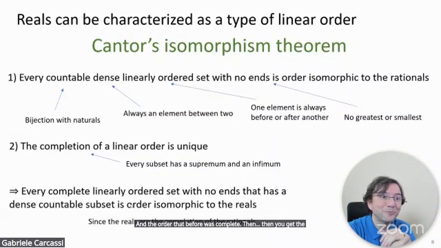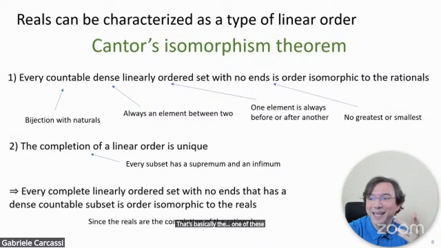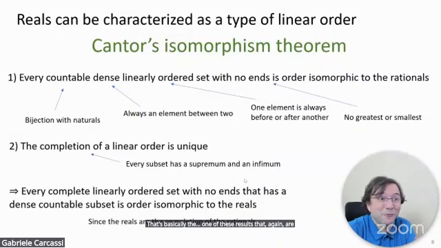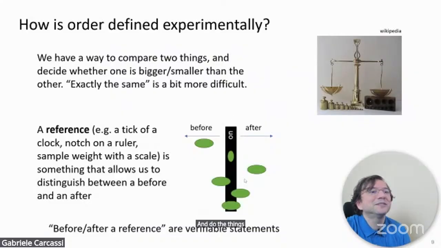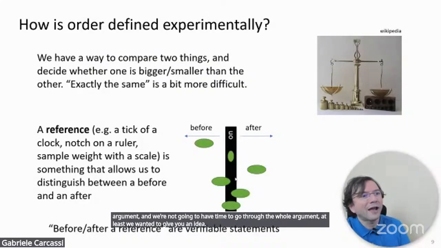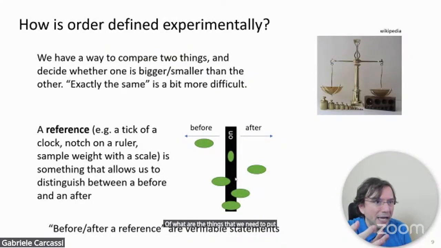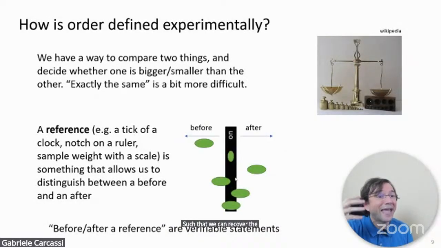So that's basically one of these results that are in the foundation of mathematics that we need to justify and do the things that we need. And so now we need to essentially make an argument, and we're not going to have time to go through the full argument, but at least we want to give you an idea of the things that we need to put at the beginning such that we can recover the reals as being ordered.